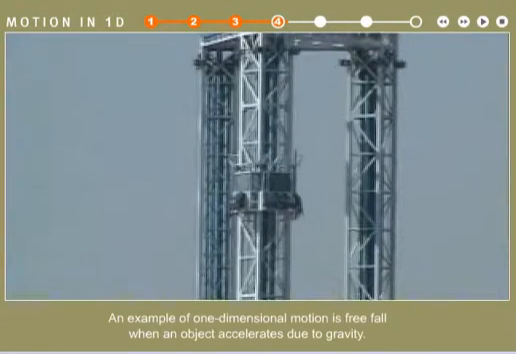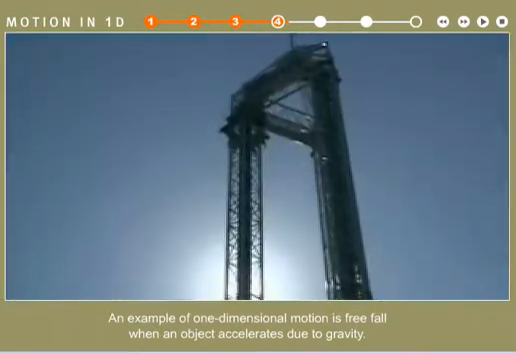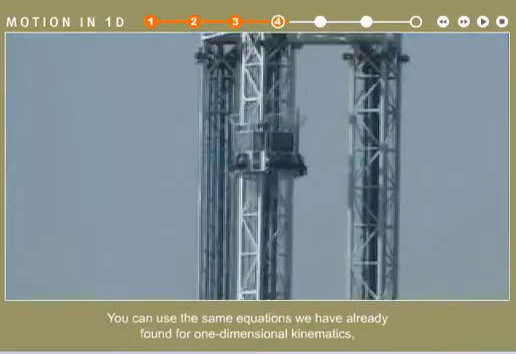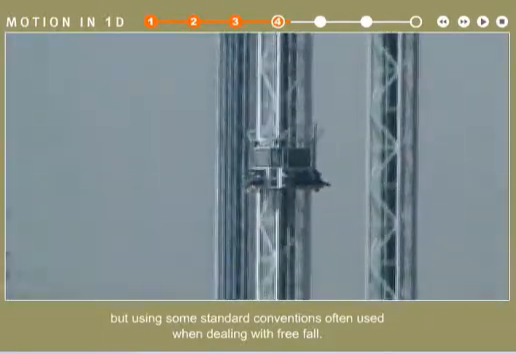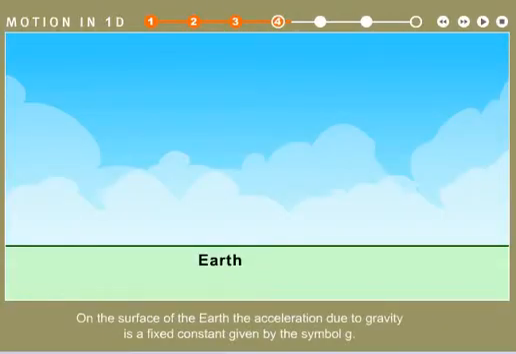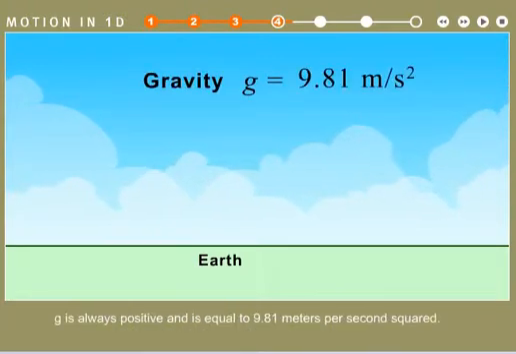An example of one-dimensional motion is free fall when an object accelerates due to gravity. You can use the same equations we have already found for one-dimensional kinematics, but using some standard conventions often used when dealing with free fall. On the surface of the Earth, the acceleration due to gravity is a fixed constant given by the symbol g. g is always positive and is equal to 9.81 meters per second squared.